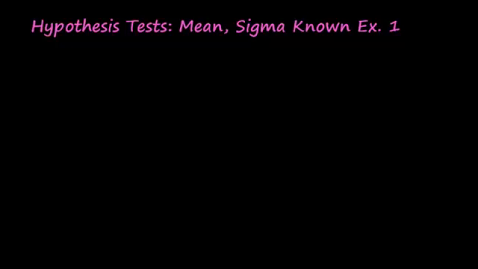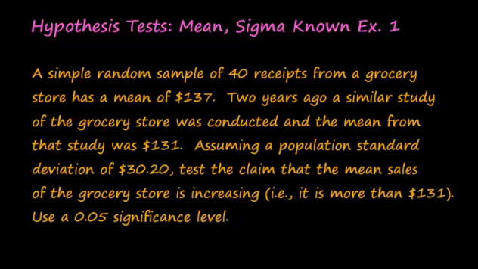In this example, we want to test a claim about a mean when sigma, the population standard deviation, is known. A simple random sample of 40 receipts from a grocery store has a mean of $137. 2 years ago, a similar study of the grocery store was conducted, and the mean from that study was $131. Assuming a population standard deviation of $30.20, test the claim that the mean sales of the grocery store is increasing.